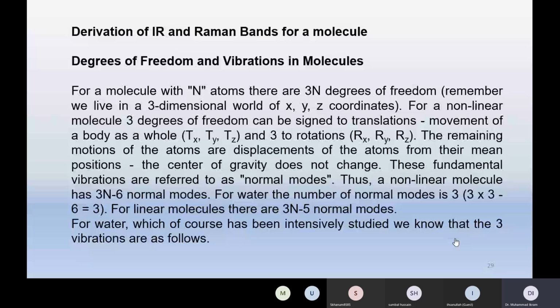The remaining motions of the atoms are displacement of the atoms from their mean position. And the third type of motion, with respect to the mean position, is that it either elongates or contracts. Okay? So this is the kind of motion which is considered with respect to the mean position. This is called vibrational motions. So we have 3 types of motions: translational, rotational, and vibrational. These motions collectively give the 3n degrees of freedom.